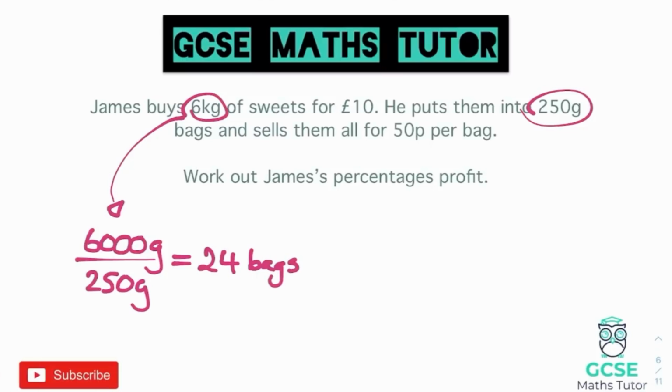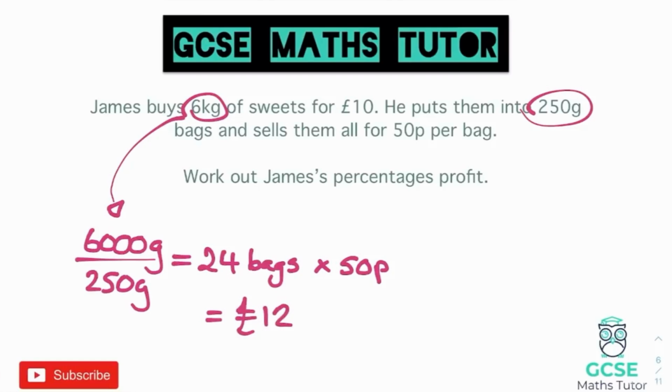So 24 bags of sweets, and he's going to sell them for 50p. So we've got to do the 24 bags, and we're going to multiply that by 50p. And again, you have to take your time here. Now I am going to do a little trick here, because I know if I do 24 times a pound, that would be 24 pounds, and 50p is half of a pound. So instead of being 24 pounds, it's going to be half of that, which is going to be 12 pounds. So that's going to come out as 12 pounds.